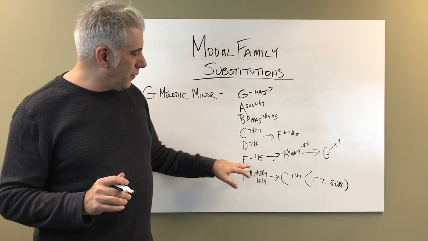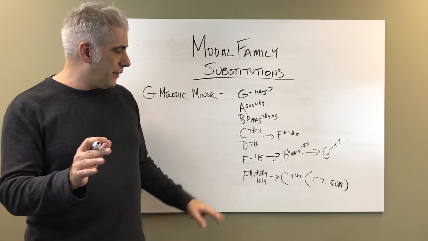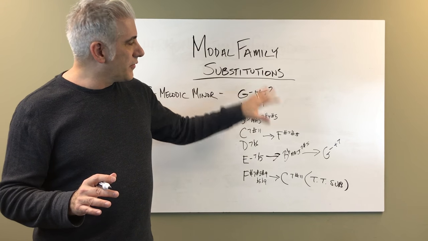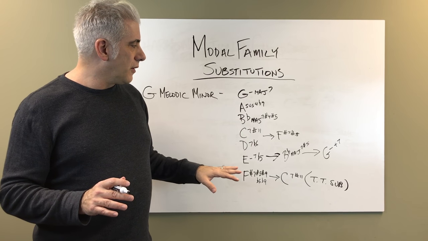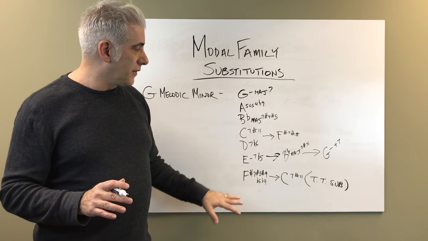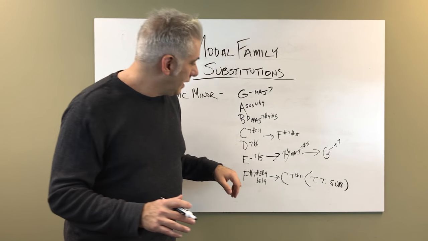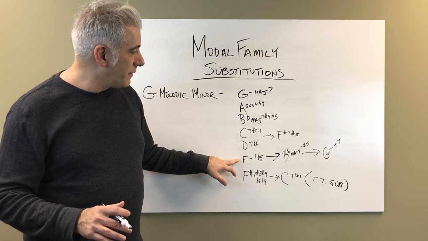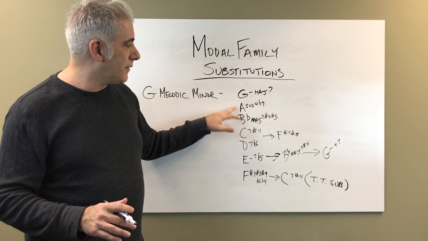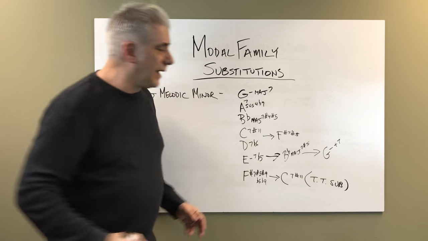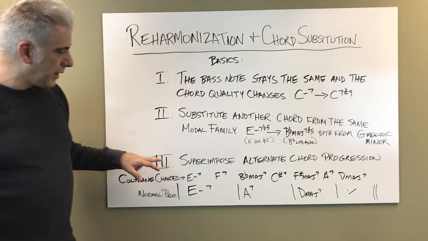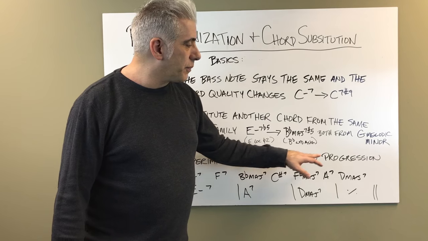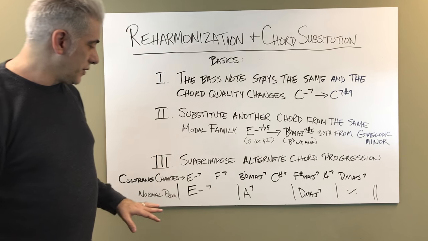I'm going to do a whole video on this so you'll be able to understand it a lot better. In the example I'm going to give you now in this reharmonization, I'm going to use some substitutions that will be modal family substitutions. And like I said, try and find notes that are part of the chord tones, or you don't even need to. If I have an E minor 7 flat 5, I can play an A7 sus 4 flat 9 as a substitute for it. That's modal family substitutions.